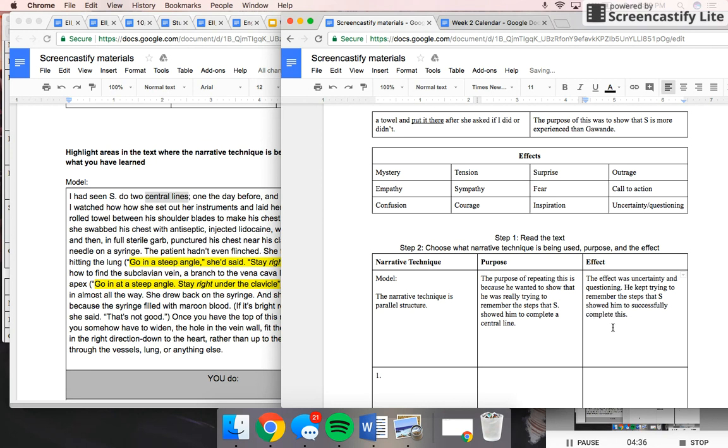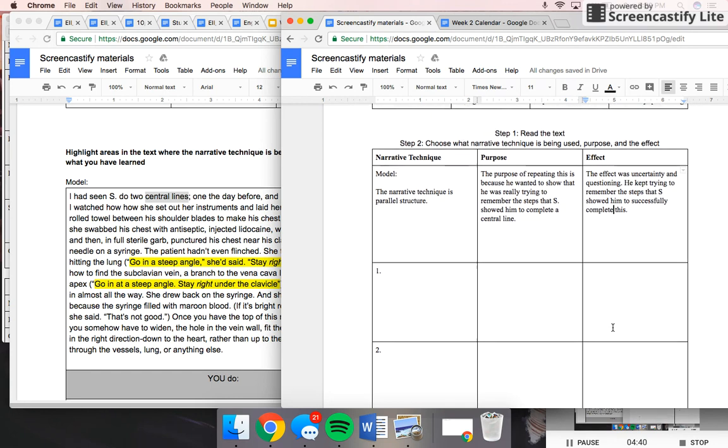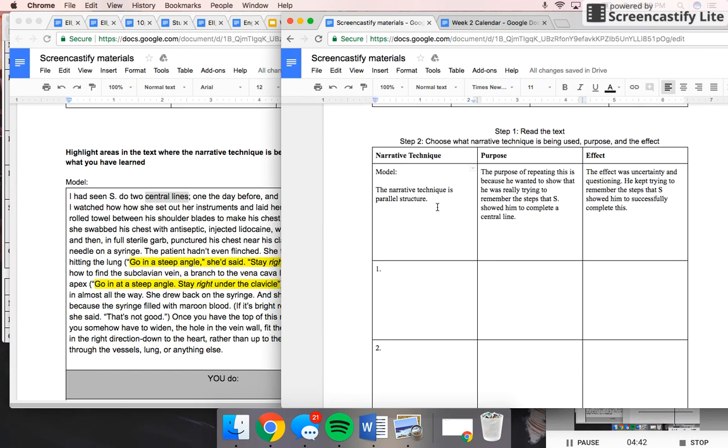So this is what you are going to do for 3 sections that I gave you the text for, okay? So you're going to tell me, go ahead and get this down and pause the video if you don't have these 3 things right here. Okay? Narrative technique is parallel structure. The purpose of that, he wanted to show what he was really trying to remember, the steps that S showed him. And the effect was uncertainty and questioning.